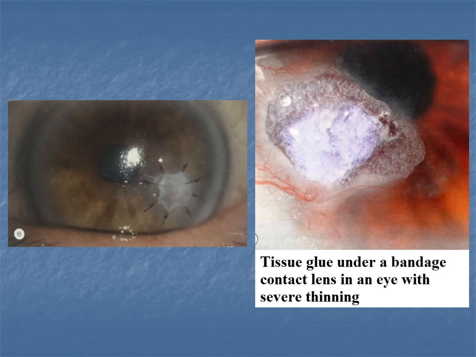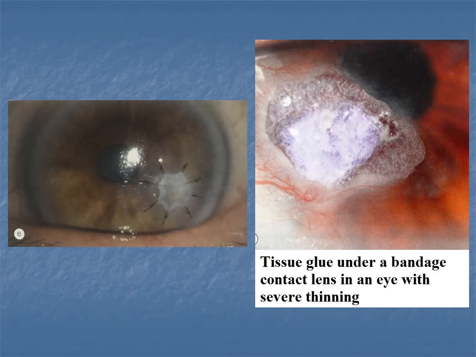In this picture, picture E, you can appreciate the amniotic membrane graft. That graft is placed on a perforation and stitched to the cornea. And ultimately, once the ulcer is healed, we remove this amniotic membrane. In another picture, you can see the tissue glue under a bandage contact lens in an eye with a severe thinning.